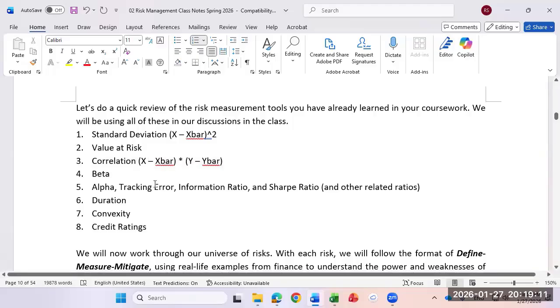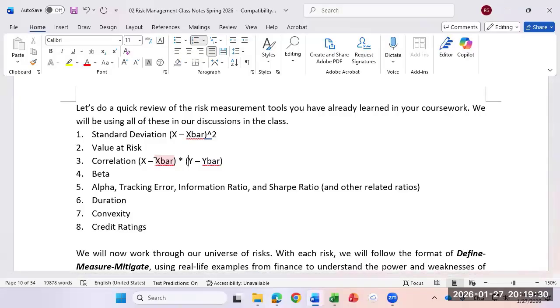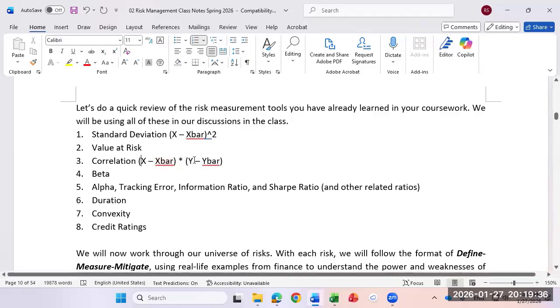What correlation is asking is, when X is above its average, is Y also above its average? When X is below its average, is Y also? If they're both above their average and below their average at the same time, you get nothing but positive numbers, right? You multiply two positive numbers by each other or two negative numbers by each other. How do you get a negative number? When this one's above its average, when this one's below its average, or this one's below when this one's above. That's how you get negative numbers. So correlation is looking at how two things move, not to each other, but how they move relative to their own averages. Are they above average or below average at the same time?